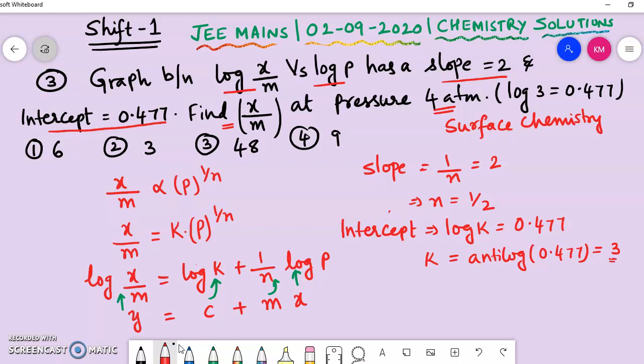So we got the data. So we have to find out x by m. x by m is equal to k into p raised to 1 by n, guys. k value is equal to 3. Pressure is at 4 atmosphere. They have given here. So pressure 4 atmosphere, so 4 whole raised to 1 by 2, guys. If you solve it, you will get answer 6. So option 1 is the correct answer for your question. Hope you understand, guys, right?